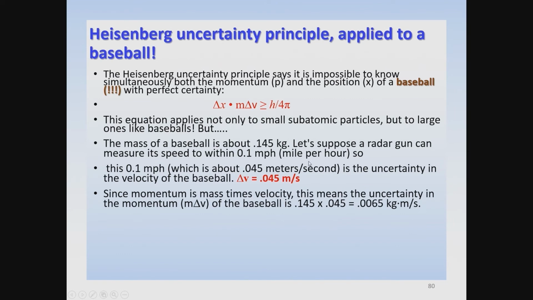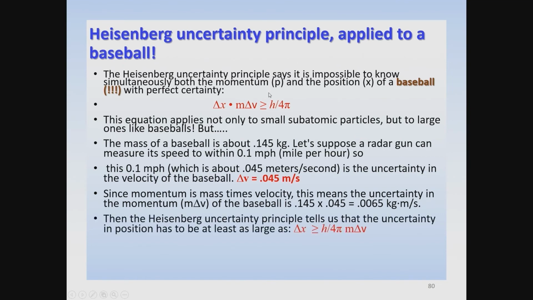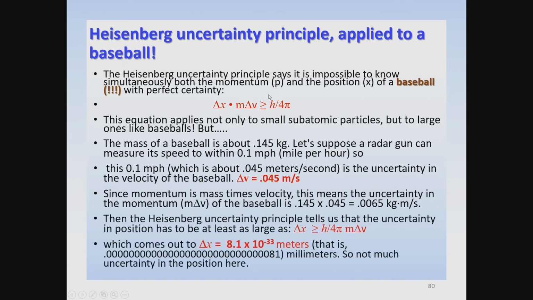So from this information, given that we have a 0.1 mile per hour uncertainty in the velocity of the baseball, which is going about 80 miles per hour, let's go ahead and calculate what the uncertainty of the measured position would be. If you did that, you would discover that the uncertainty of the position of that baseball is going to be very, very small.